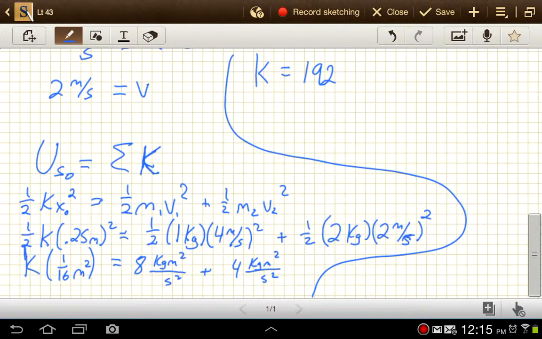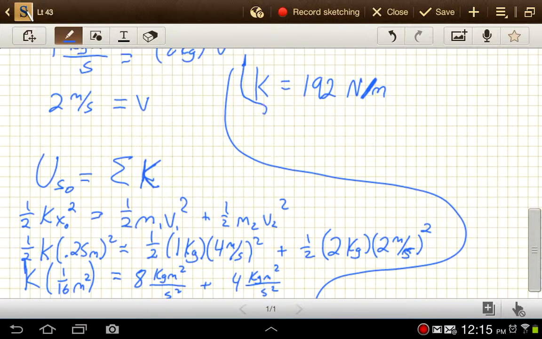So that's just going to be kilograms per second squared, or another unit for that is newtons per meter. Newtons are kilogram meters per second squared, so newtons divided by meters are kilograms per second squared. Same units there.